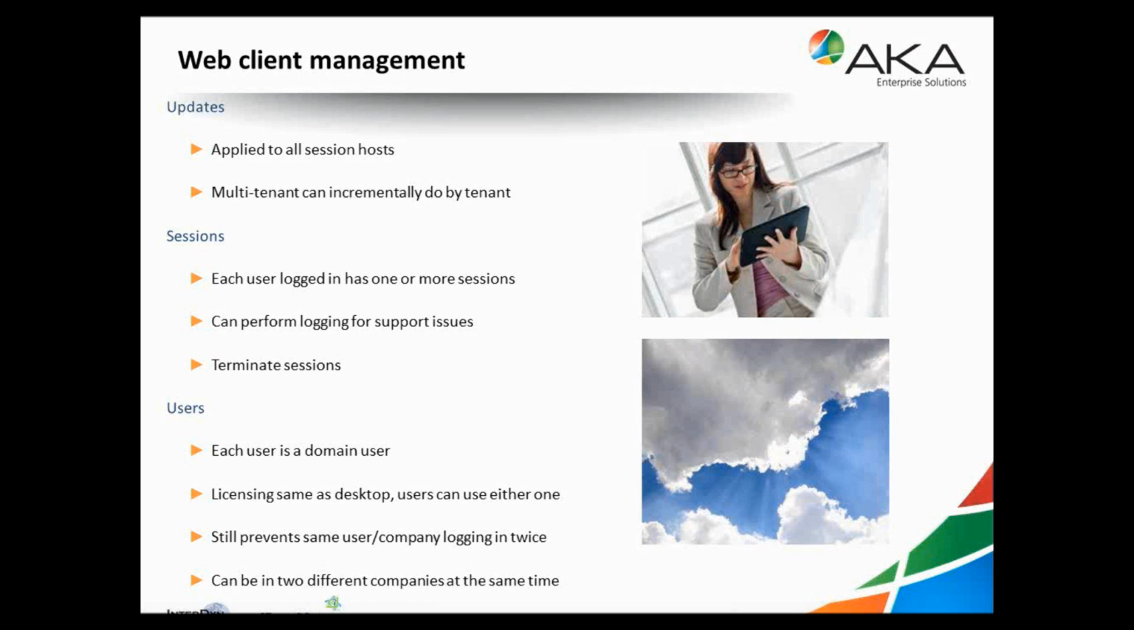So each user has to be a domain user. If they're not in your domain, then we're not going to be able to enable the web client. And the licensing is the same as the desktop. Users can use either one. So you'll have your named users in GP 2013. They'll choose their experience, whether it's desktop, web client, or they could potentially be both.